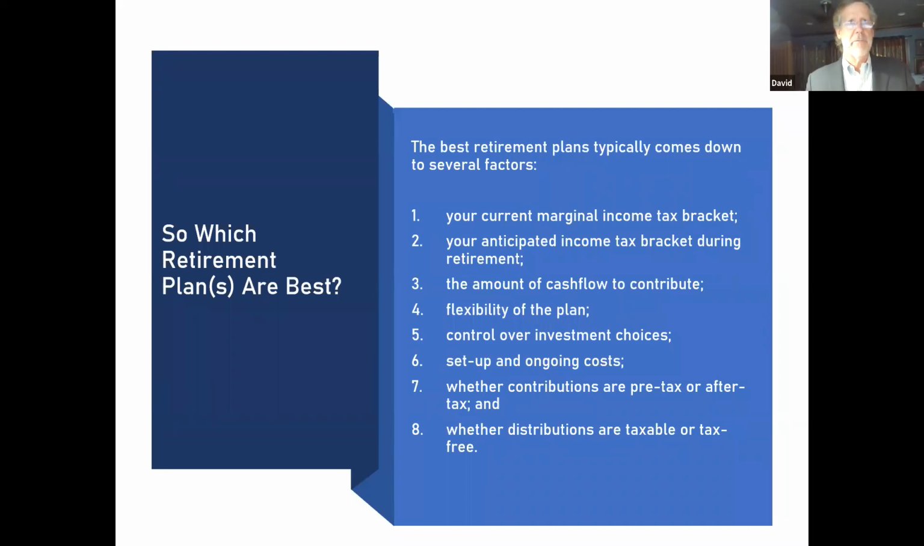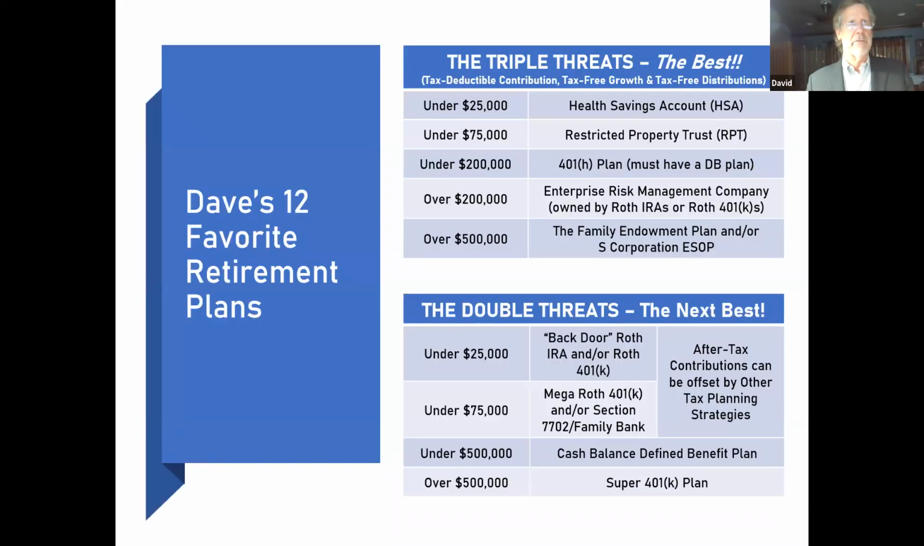So Marty, if you'll go to the next slide after this, I have here what I call my 12 favorite retirement plans. This is solely my opinion. May not be shared by other people, but I have at the top what I call the triple threats. These are what I think are the best ones to start with. Those allow you to put money in tax deductible, tax-free growth, and the money comes out tax-free.